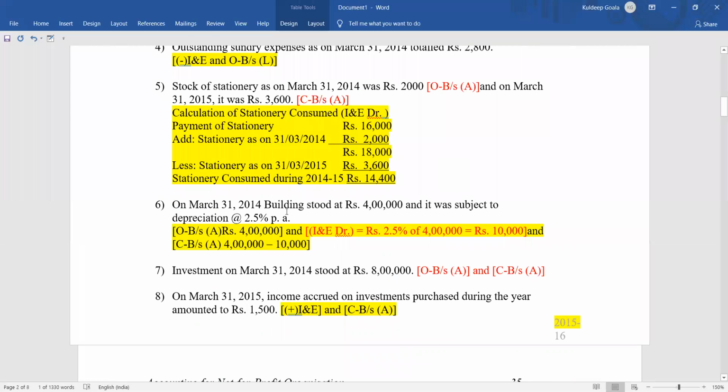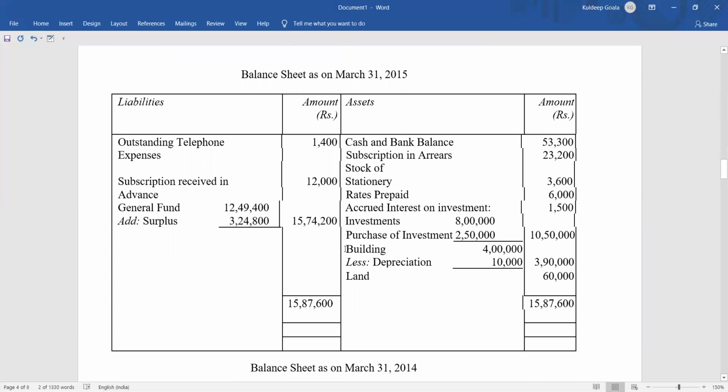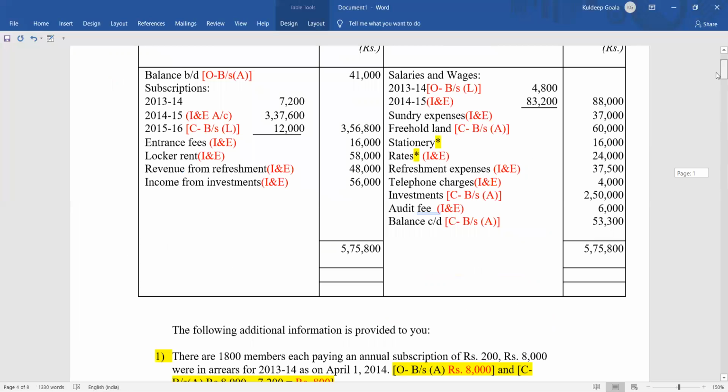The building was having a value of how much? 4 lakh, and there was a depreciation of 10,000. So it will come as 4 lakh minus 10,000, so it will come as 3,90,000. Let's see how it is placed. Building, it was 4 lakh, less depreciation of 10,000, it comes 3,90,000. And at last we'll put the freehold land, because land is having the longest life.